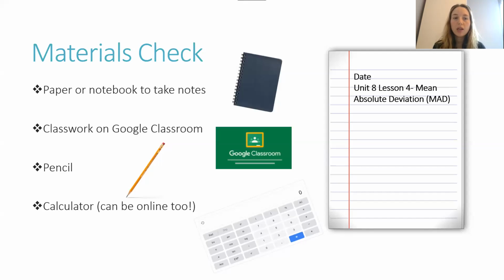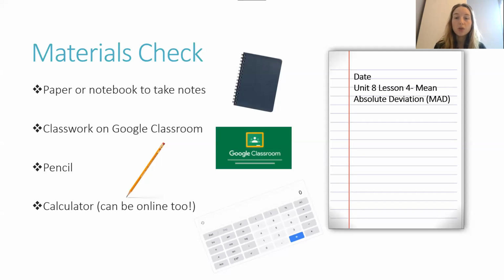So just like yesterday, you want to make sure first that you're set up with everything you need. Pretty much the same as yesterday. You're going to need paper or some sort of notebook to take notes in. You need your classwork on Google Classroom that your teacher should have gotten you set up with. You need a pencil, and then today you also need a calculator. You can find a calculator online if you don't have one at home to use. So just go ahead and take the next 30 seconds or so to make sure you're ready with everything.